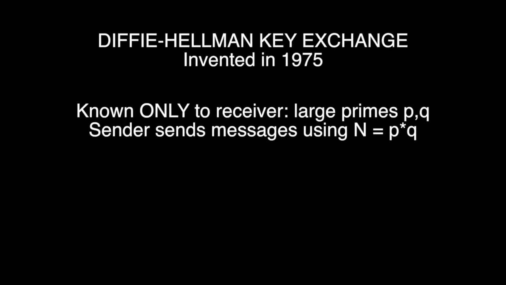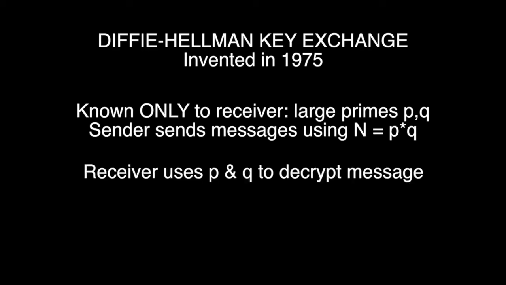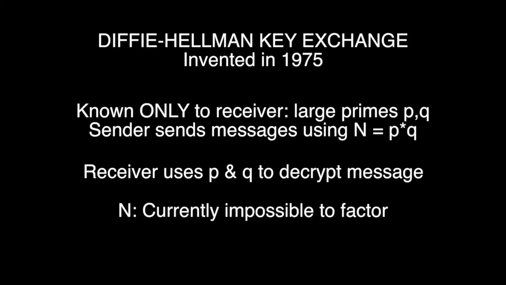Lastly, in 1975, the first asymmetric cipher was invented. Called the Diffie-Hellman key exchange, this system is protected by the current inability of computers to factor very large numbers. The sender sends messages using an encryption exponent coupled with a number that is the product of 2 large primes selected by the receiver. The receiver uses the 2 prime numbers to decrypt the message. Because no one but the receiver knows the factorization of the large number, and the factorization of sufficiently large numbers is currently impossible, the exchange is secure.